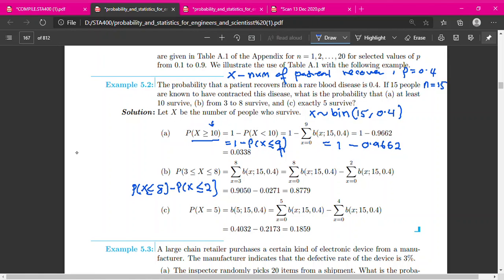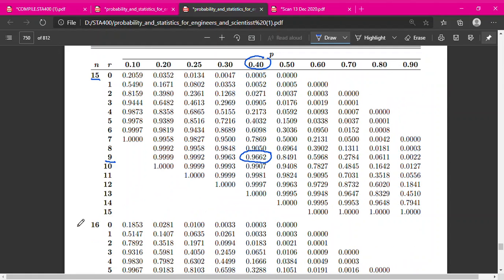So, dah tukar kepada less than equal, bolehlah tengok table. But kena betul-betul dulu lah you change to this form. So, 8 dan 2. This value untuk 8 and this value untuk 2. So, 0.9050 minus 0.0271.